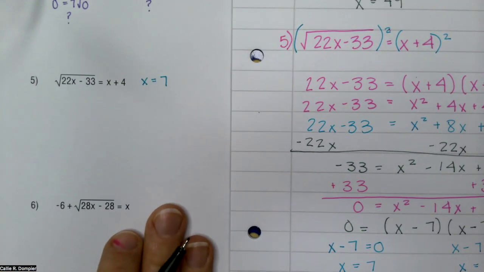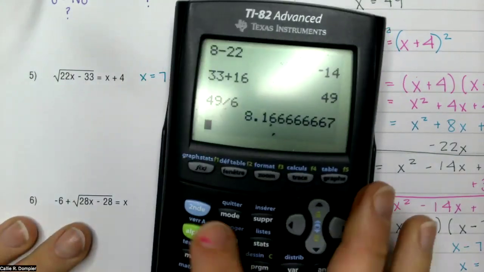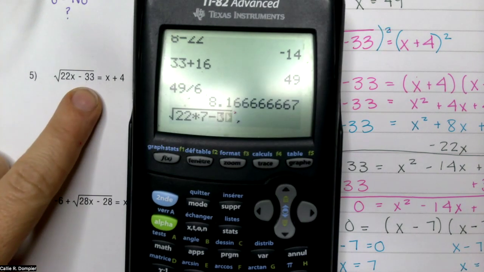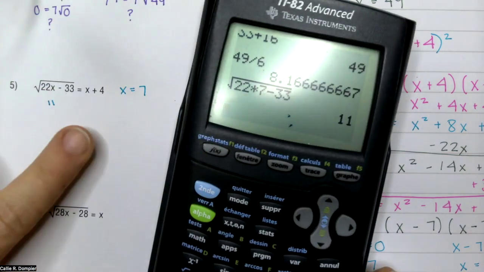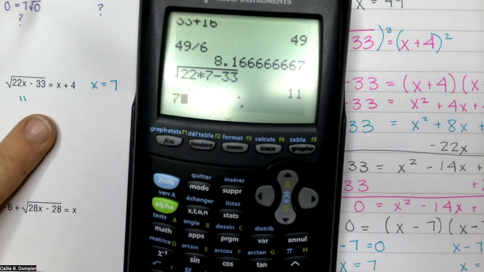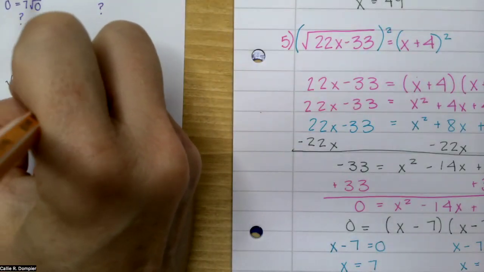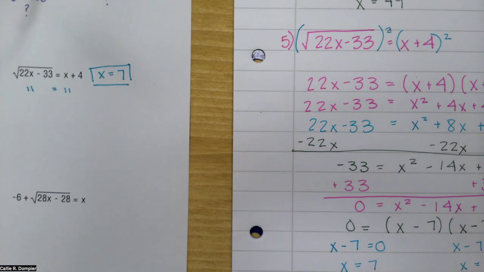Make sure it's true, right? We're just going to put it in. So the square root of 22 times 7 minus 33 is equal to 11 on that side. And then 7 plus 4 is 11, so it's 11 on that side. 11 equals 11 is true. So that is a good answer for number 5.